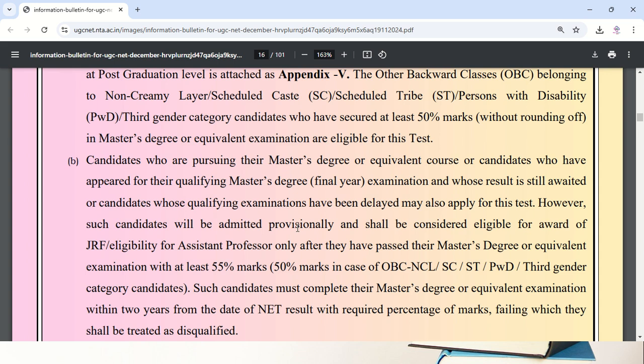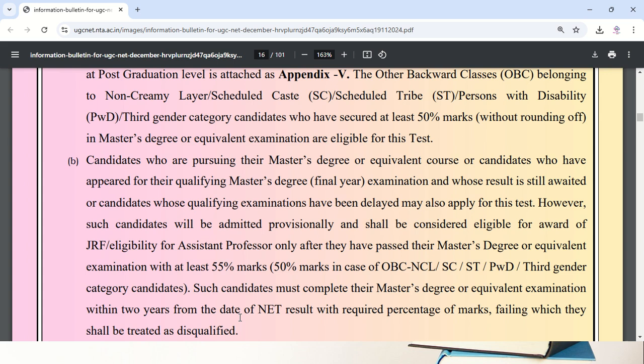But if you clear the examination for JRF, you will not get the certificate right away. You will get the certificate once you have passed your master degree or equivalent, with at least 55% marks for general and 50% for these kinds of category candidates. After that only you will get the JRF certificate. From here they mention a master degree or equivalent examination within 2 years. Suppose you are in the 4th semester and writing the NET examination. Until the 3rd semester you got a good score, and in the 4th semester you are appearing, but you failed at least one examination.